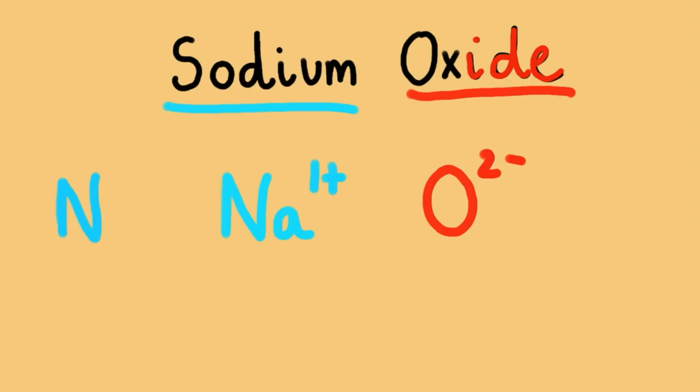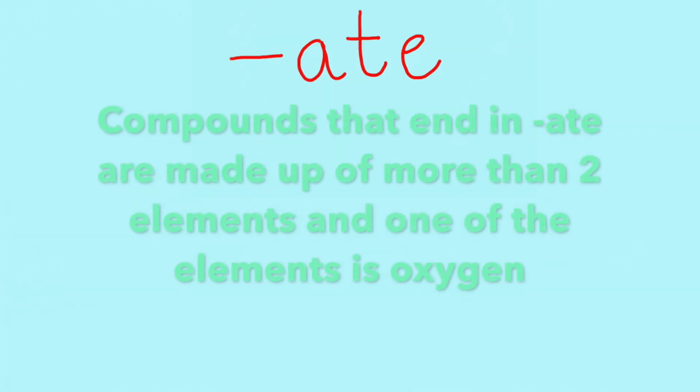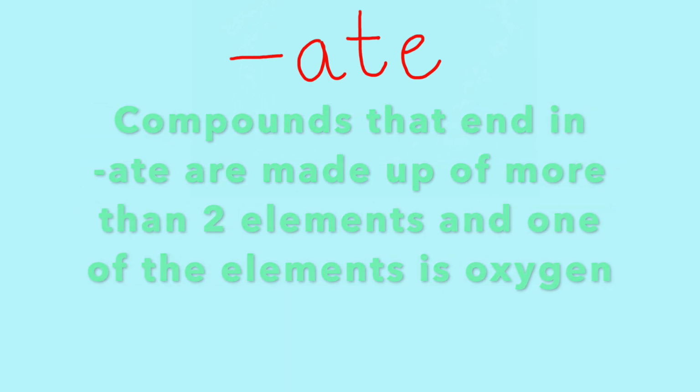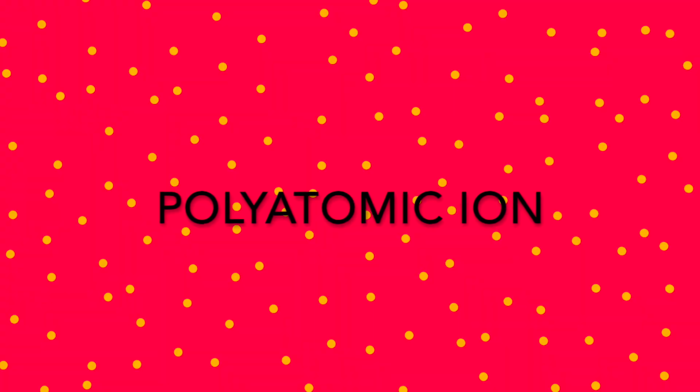In our previous video, we looked at writing formulae for compounds that end in "ide" and are made up of 2 elements only. Today we're going to have a look at writing formulae for compounds that end in "ate". If a compound ends in "ate", it means it's made up of more than 2 elements and one of those elements is oxygen. When a compound ends in "ate", it means it contains a polyatomic ion.